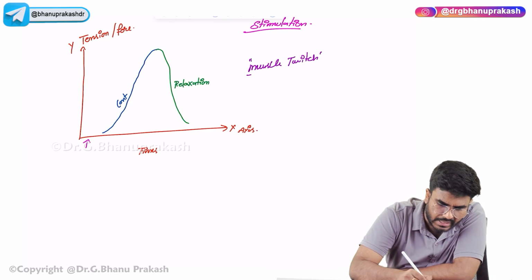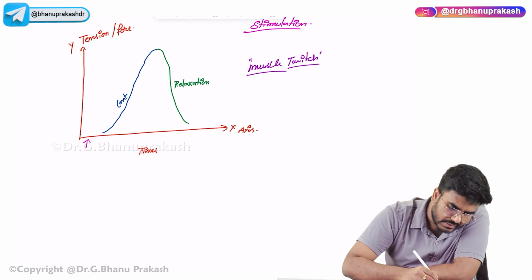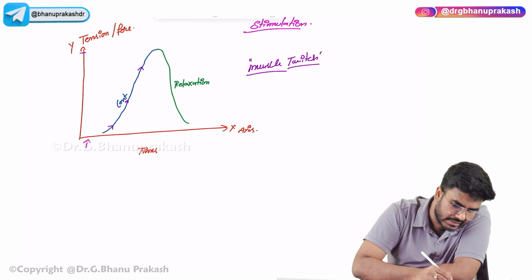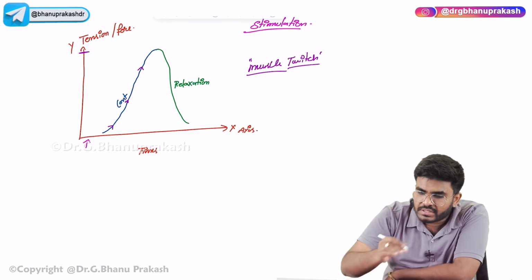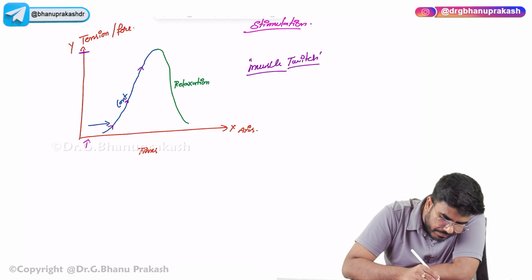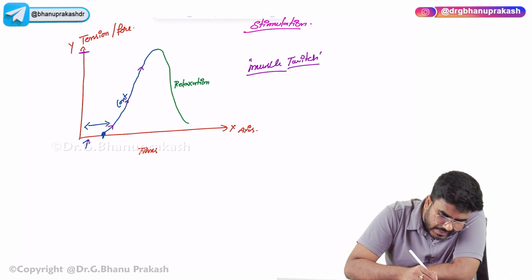Simple muscle twitch graph. Here I am showing you the contraction and relaxation. During contraction, the force generated is increasing, and during relaxation, the force generated is decreasing. Now the point which I want you to know is, see, there is a gap. Here you have stimulated, but muscle contraction is starting at this area.